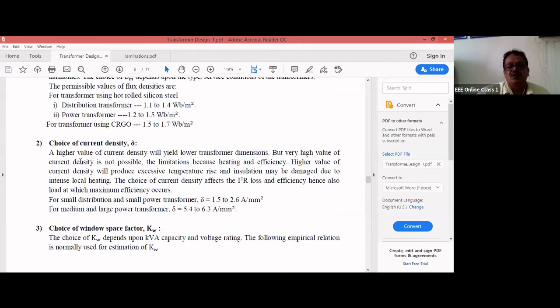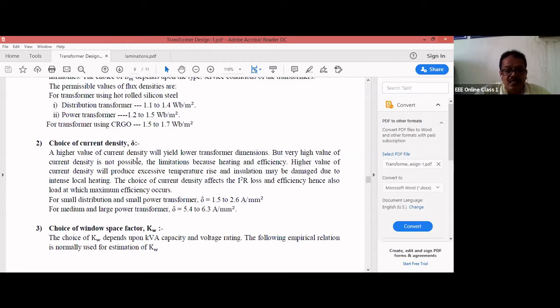Likewise, you have to go for the choice of current density. Current density is given by the formula: current by area. Once again, the current density is inversely proportional to area. If you go for a higher value of current density, then the area of the core gets reduced. If the area of the core gets reduced, once again, what will happen? We can use a little bit of iron part and a little bit of conductor part.